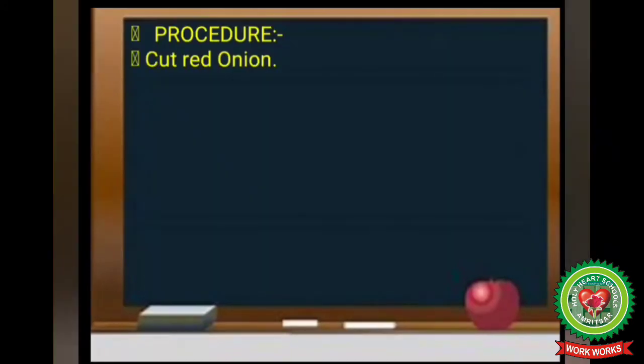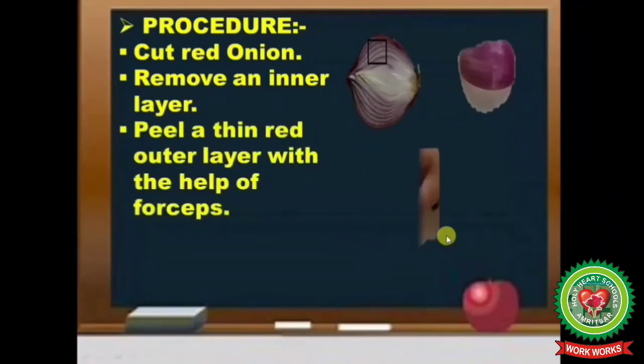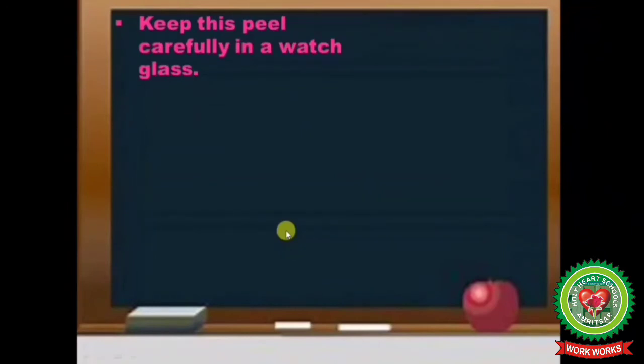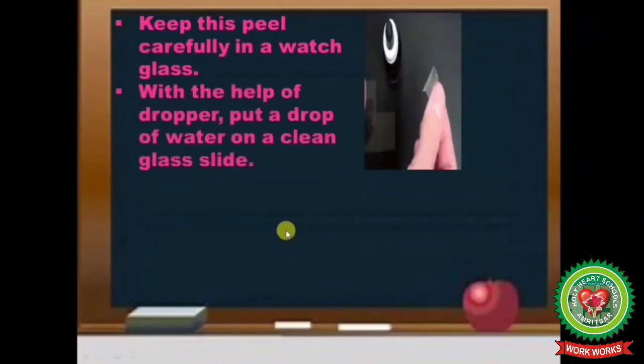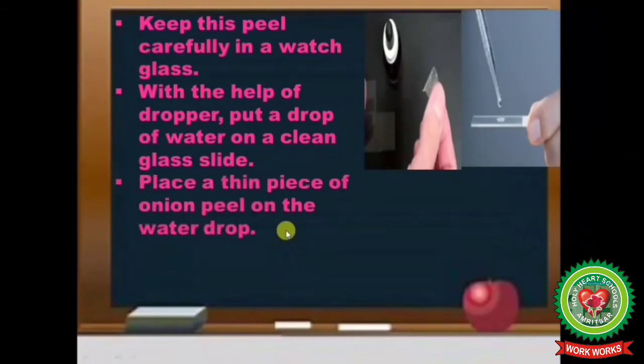Procedure: Cut a red onion. Remove an inner layer. Peel a thin red outer layer with the help of forceps. Gently pull a thin transparent peel from it. Keep this peel carefully in a watch glass. With the help of a dropper, put a drop of water on a clean glass slide.